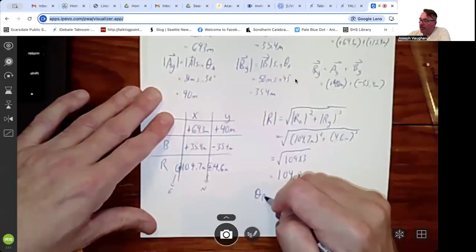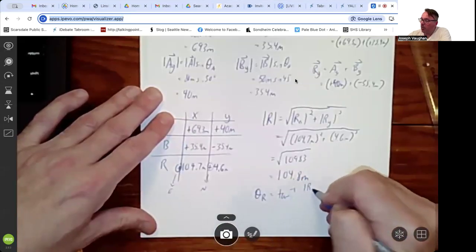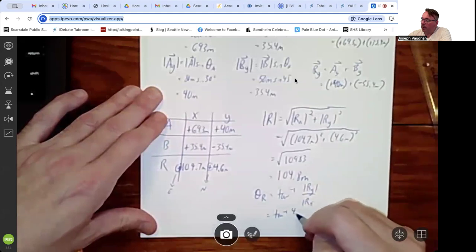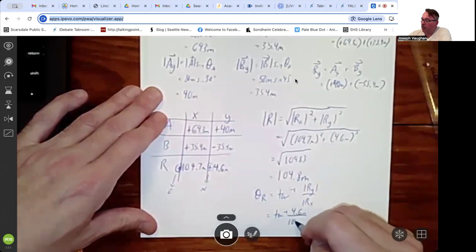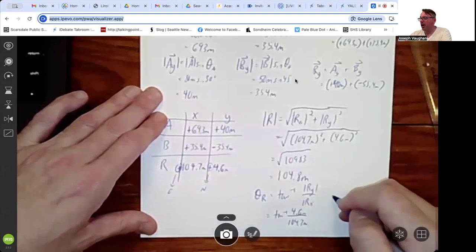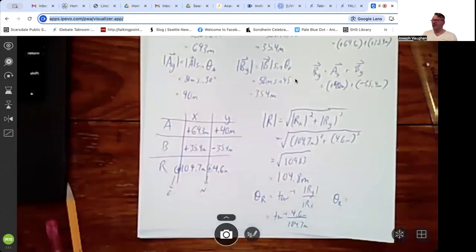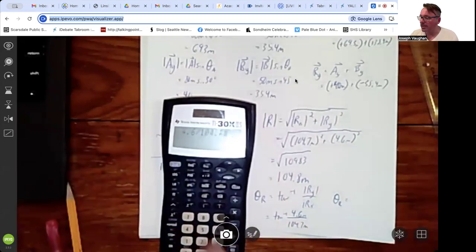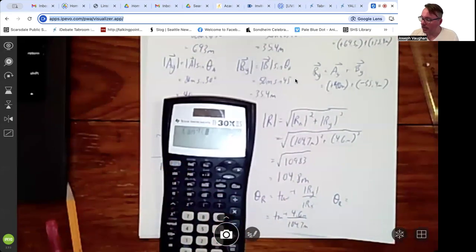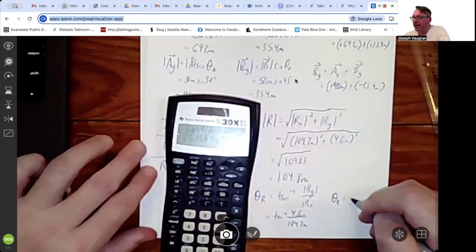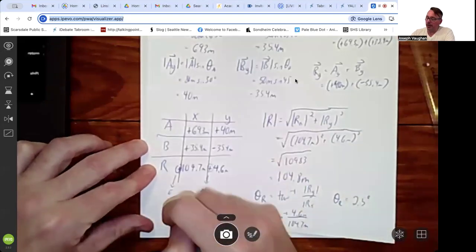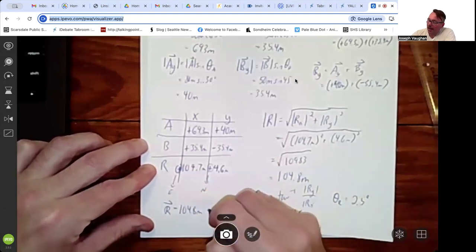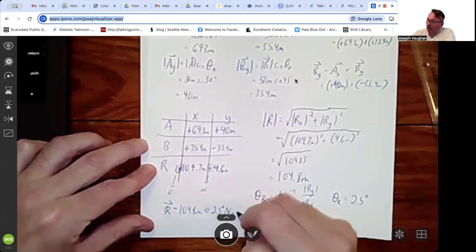And then finally, theta R, inverse tangent of Ry over Rx. There we go. And then inverse tangent of 4.6 meters over 104.7 meters. And you can tell that that's going to be a really tiny angle because we know the inverse tangent of 1 is 45. So something with a small number is going to have a small reference angle. So I find that, second tangent, second answer, plop that in, and 2.5 degrees. Pulling it all together, that means R is equal to 104.8 meters at 2.5 degrees north of east.